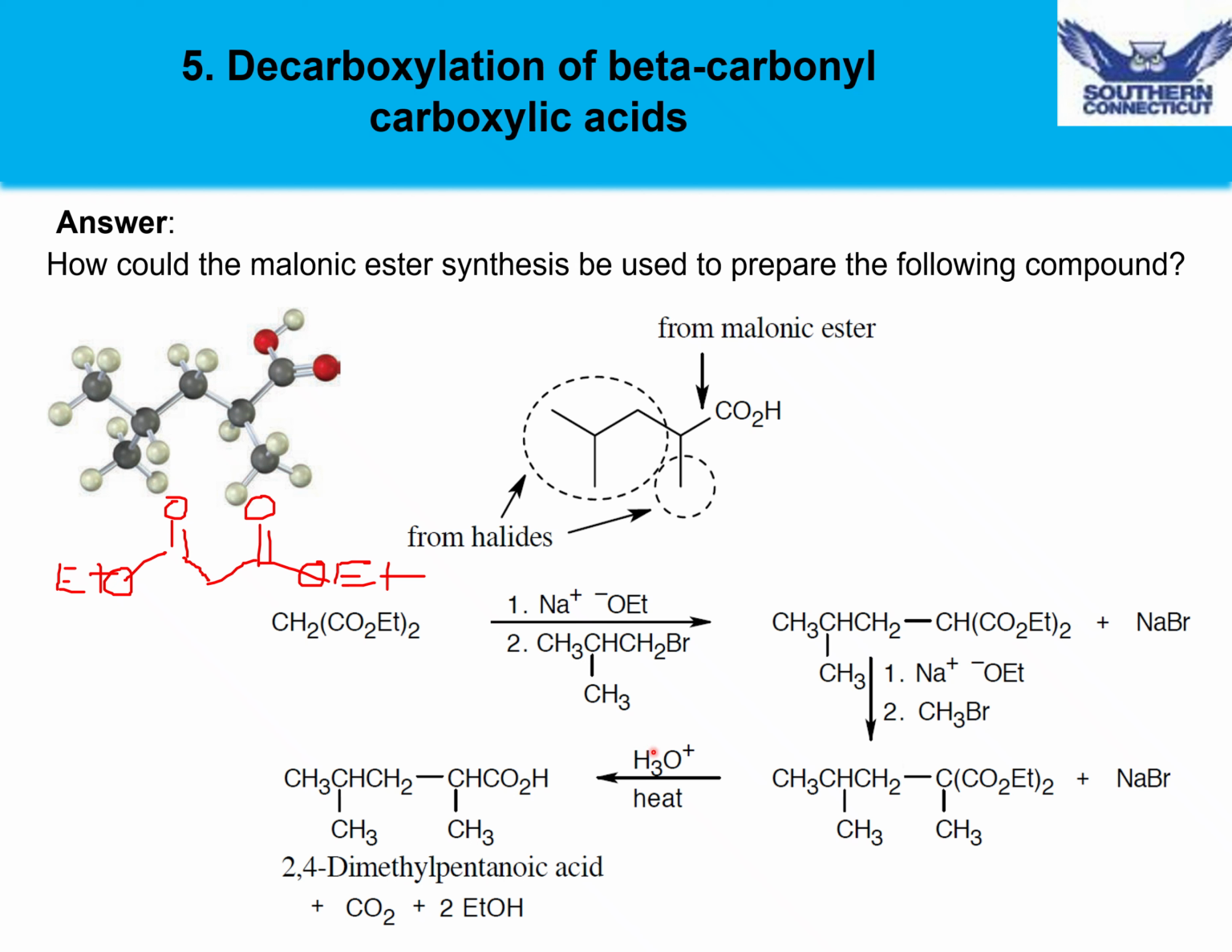If we add aqueous acid and heat it, we can hydrolyze these two esters. There's two of them shown here in parentheses. We will be converting them to carboxylic acids, and one of them would be eliminated. So at the end, we end up with a single carboxylic acid, which is attached to the alpha carbon, this one, with a methyl group and an isobutyl group.